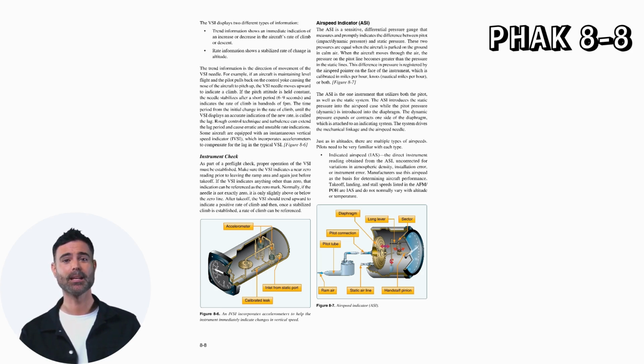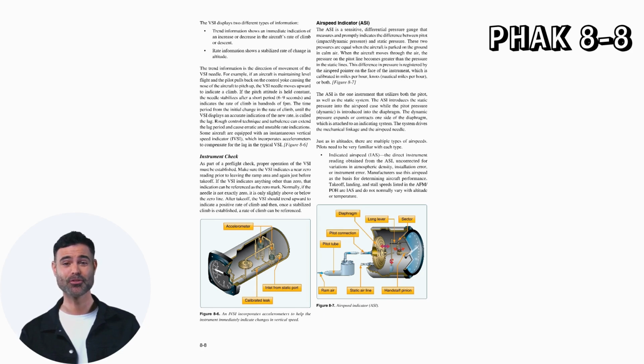The ASI is the one instrument that utilizes both the pitot as well as the static system. The ASI introduces the static pressure into the airspeed case, while the pitot dynamic pressure is introduced into the diaphragm. The dynamic pressure expands or contracts one side of the diaphragm, which is attached to an indicating system. The system drives the mechanical linkage and the airspeed needle.